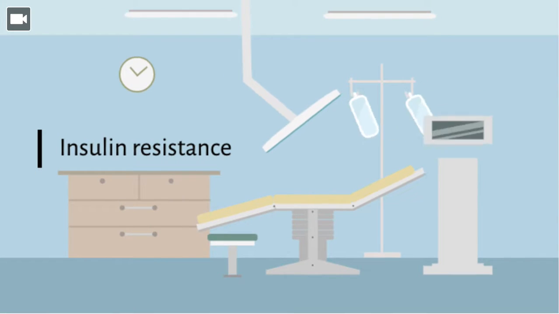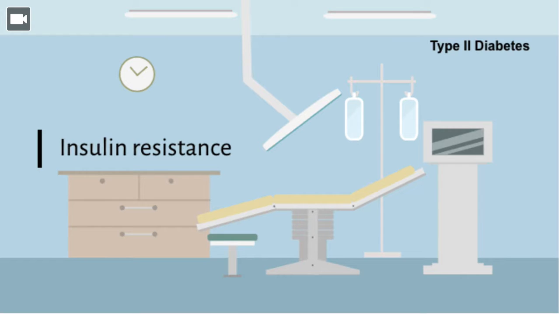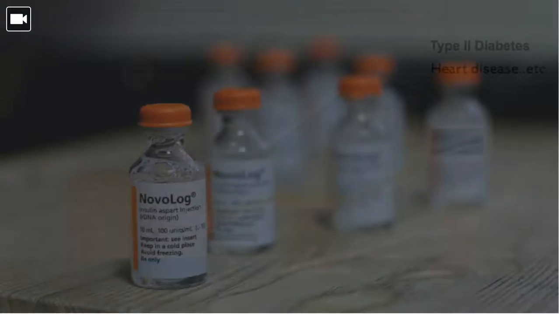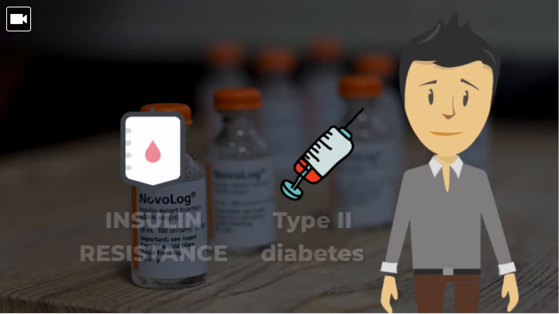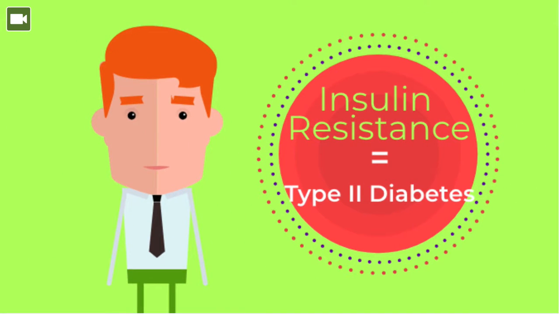Insulin resistance, the heart of type 2 diabetes, and hence the cause of diseases like heart disease and Alzheimer's disease. What if what your doctors told you about insulin resistance is completely untrue? Insulin resistance, as we know it, causes type 2 diabetes, and there are two phases.